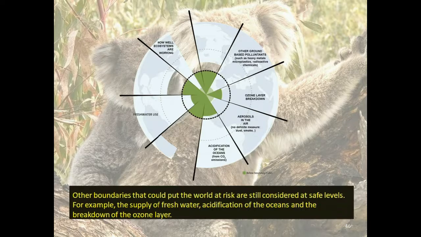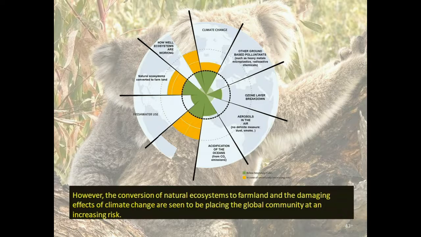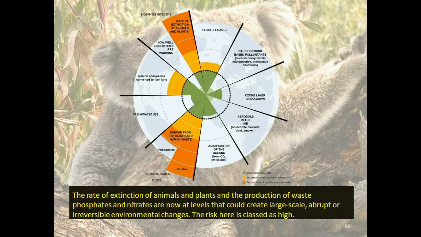Other boundaries that could put the world at risk are still considered at safe levels. For example, the supply of fresh water, acidification of oceans, and the breakdown of the ozone layer. However, the conversion of natural ecosystems to farmland and the damaging effects of climate change are seen to be placing the global community at an increasing risk. The rates of extinction of animals and plants and the production of waste phosphates and nitrates are now at levels that could create large-scale, abrupt or irreversible environmental changes. The risk here is classed as high.